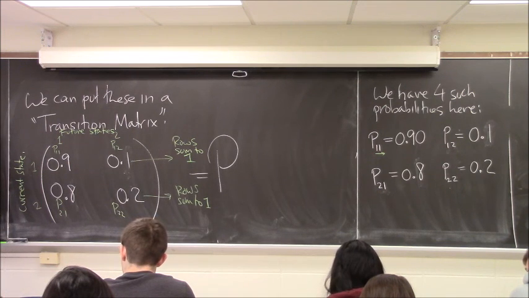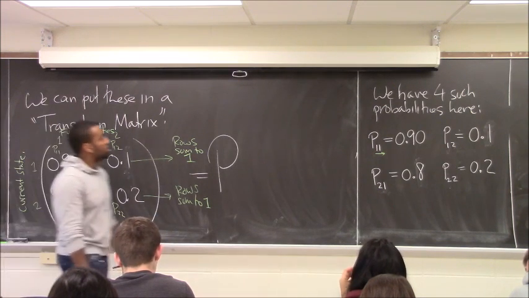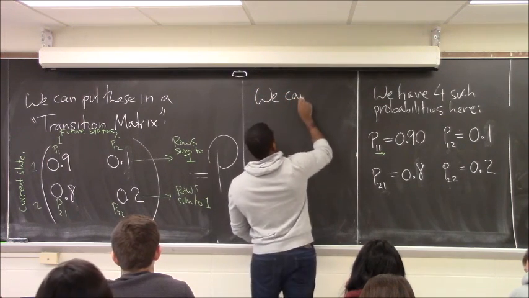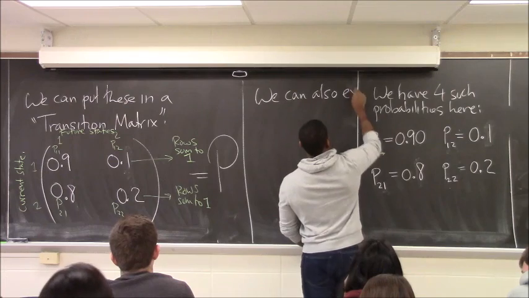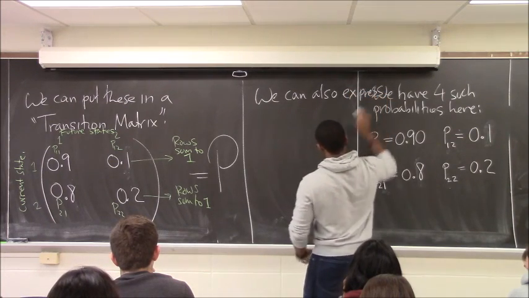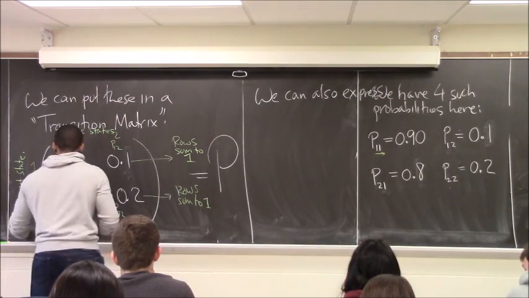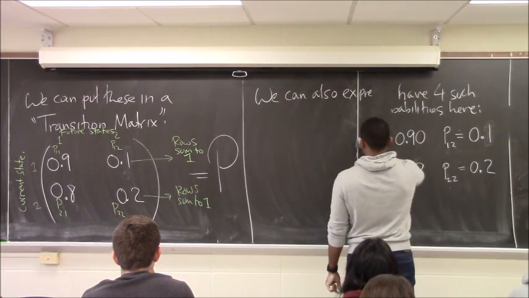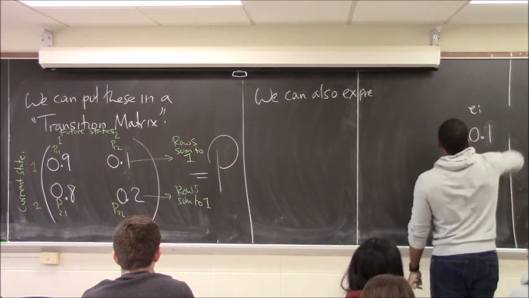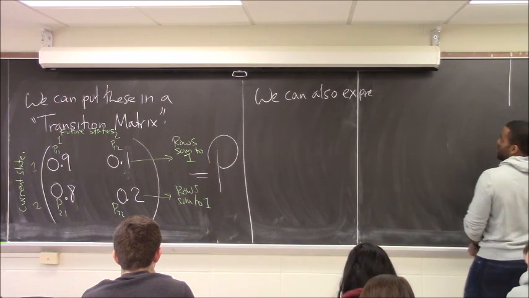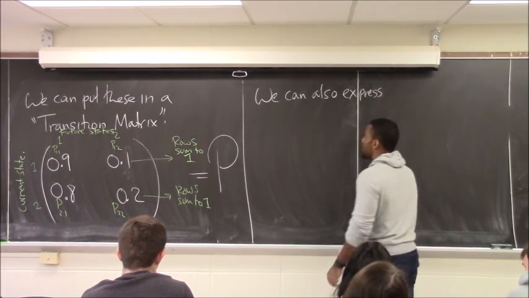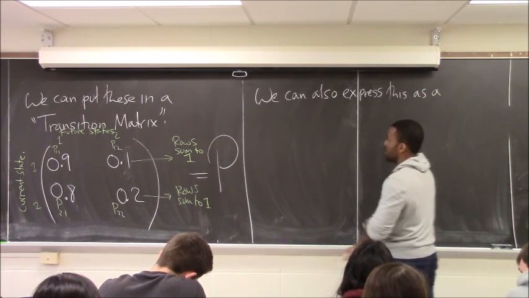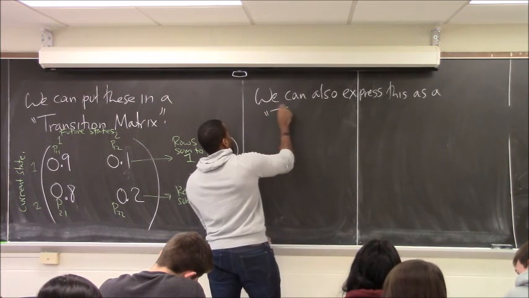There's another way to look at this. We can express this in graph form. And by graph, I mean the kind of graphs that you would learn about in graph theory: just nodes connected with edges. It's called a transition diagram.